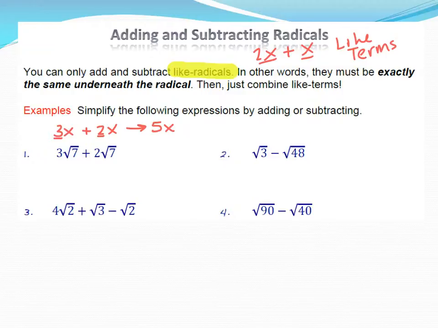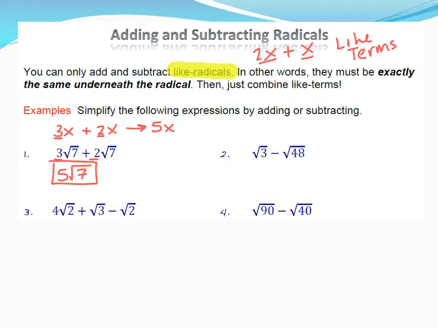So the same thing is going to be true here. When I simplify things with radicals, all I'm going to do is add the numbers on the outside. 3 plus 2 is 5, and I'm going to keep the radical as if it were a variable, radical 7. Okay, so this is going to simplify down to 5 radical 7. So notice that it simplifies down just like it would be combining like terms.